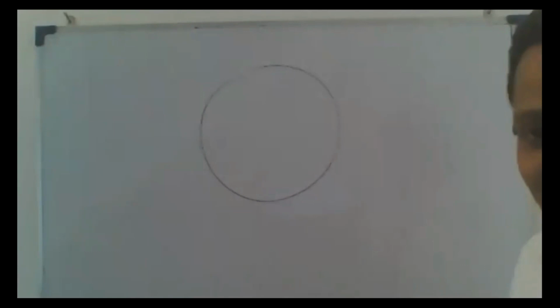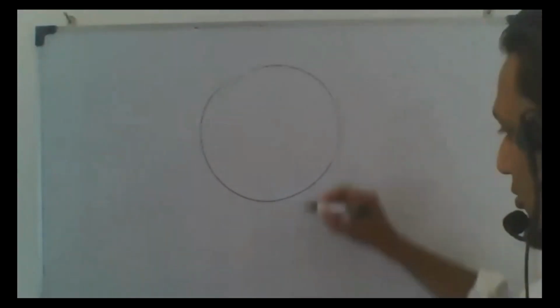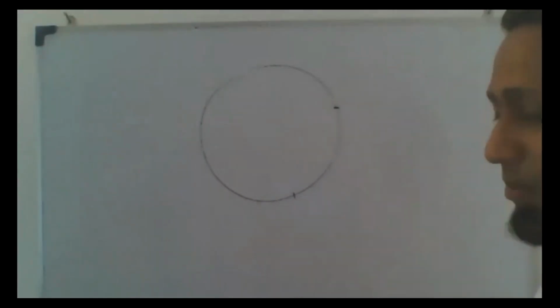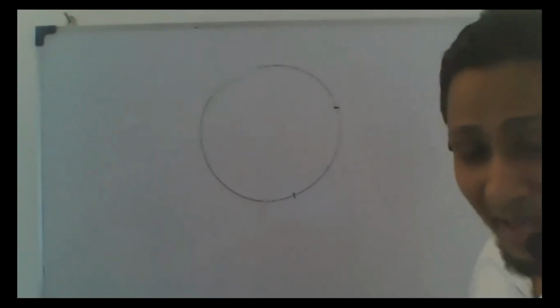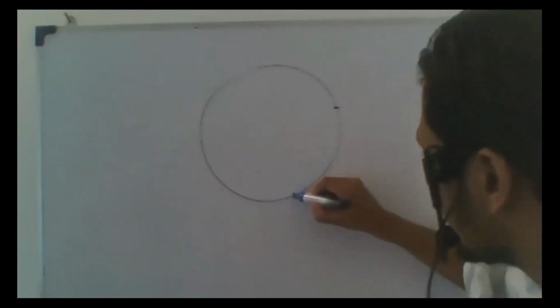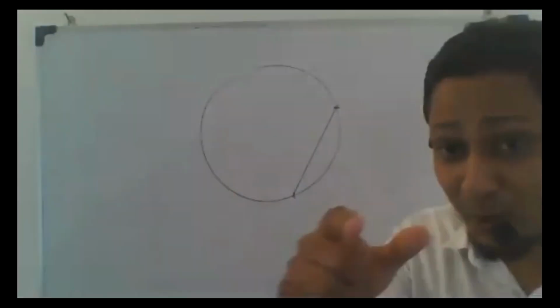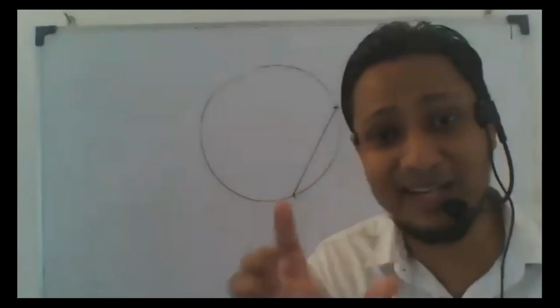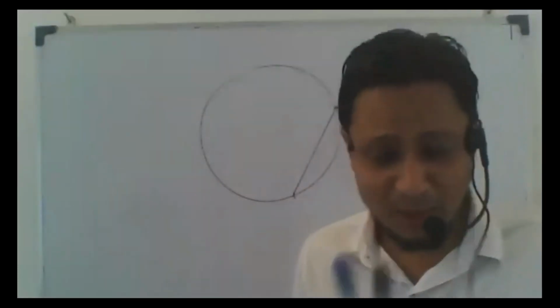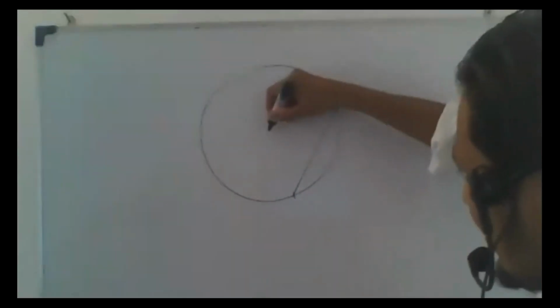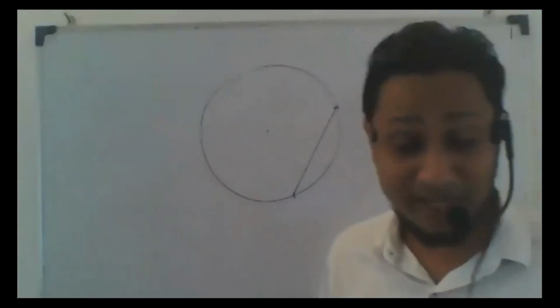So we have a circle, and we mark 2 points. I'll mark 2 points and join them. When I join the 2 points on the circumference, do you know the name of that line? Now don't tell me you don't know. What is the name of that line? We call it a chord.